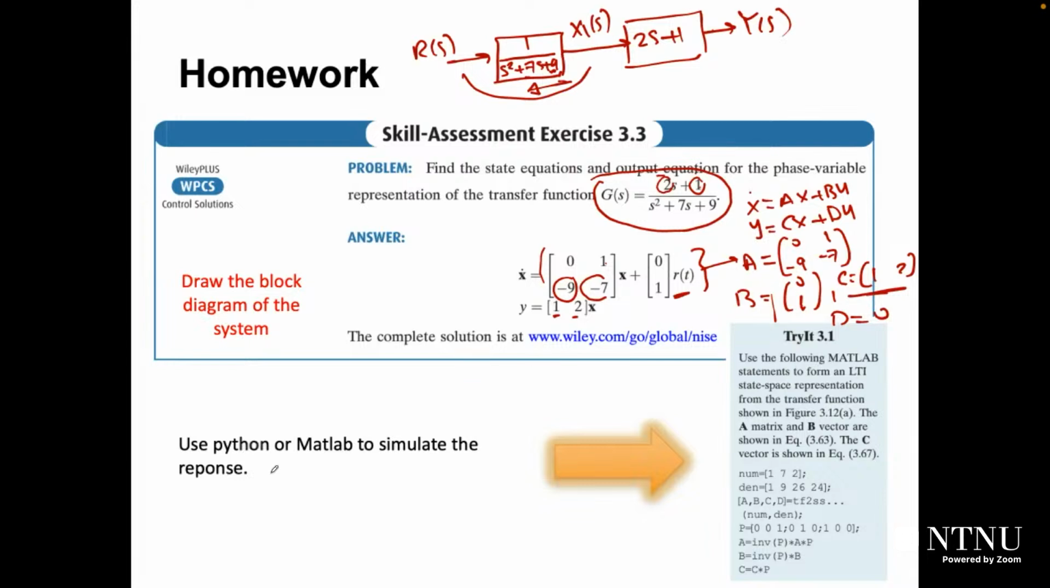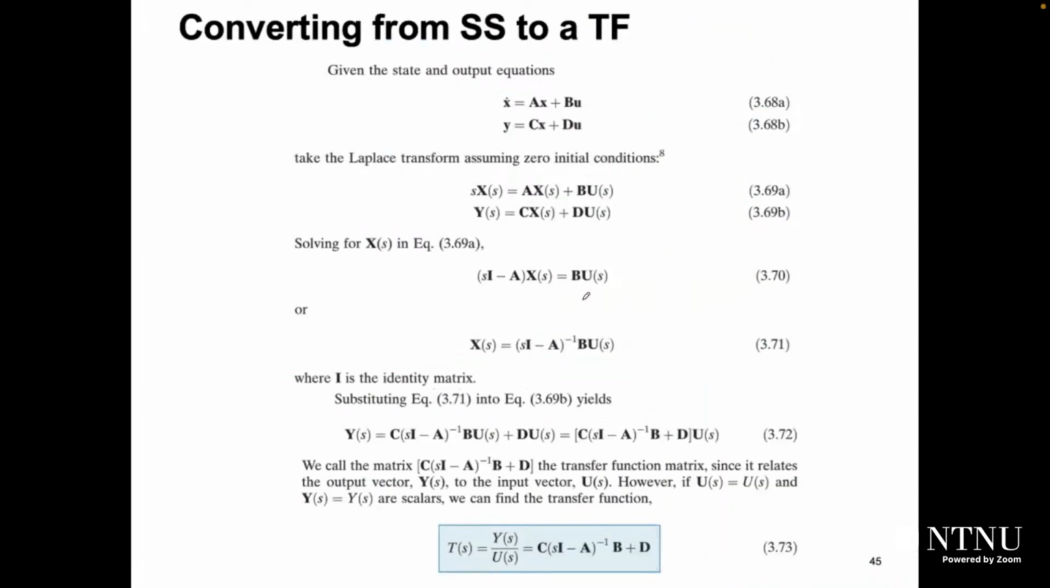So those are the matrices which describe our state space representation. So now we need to use Python or MATLAB to simulate the response of the system, right? So how do we convert a state space representation into a transfer function? If your system is given in the form of a state space, how can we get the transfer function from it? In fact, we will start from a state space representation, which is in the time domain.